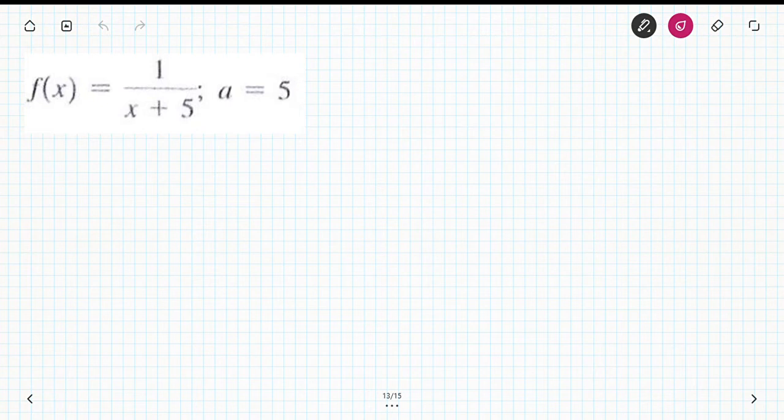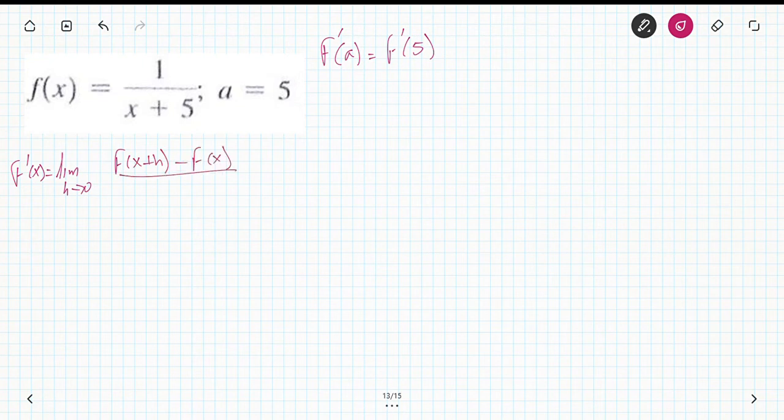Here we have this function f of x equals 1 over x plus 5, and we want to find the instantaneous rate of change of the function at a, and a coincidentally happens to be 5. So we want to find that derivative at 5, the instantaneous rate of change at 5. Very first step is write your definition of your derivative. So the derivative of x is going to be the limit as h approaches 0 of f of x plus h minus f of x over h.